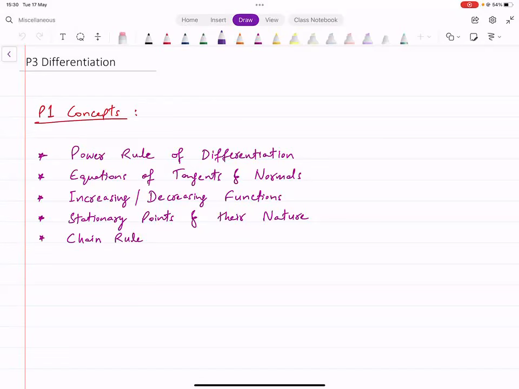Let's begin with P3 differentiation. Okay, so first of all, you need to know about some P1 concepts for this. They are a prerequisite for this.